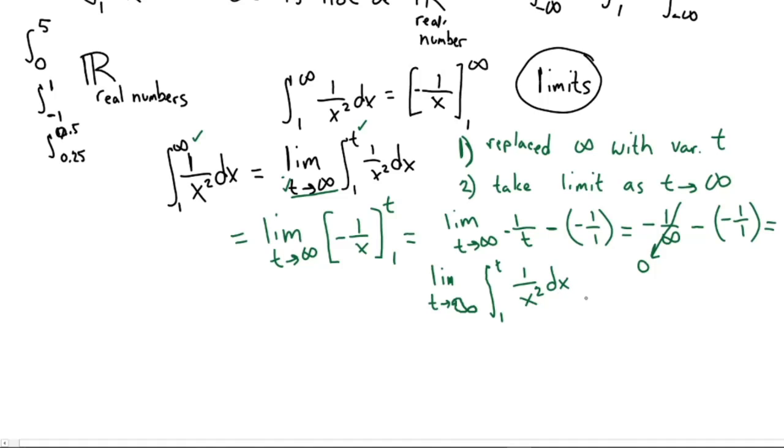The limit of the integral of 1 over x squared dx as t goes to infinity will be equal to 1. And that's how you solve an improper integral.